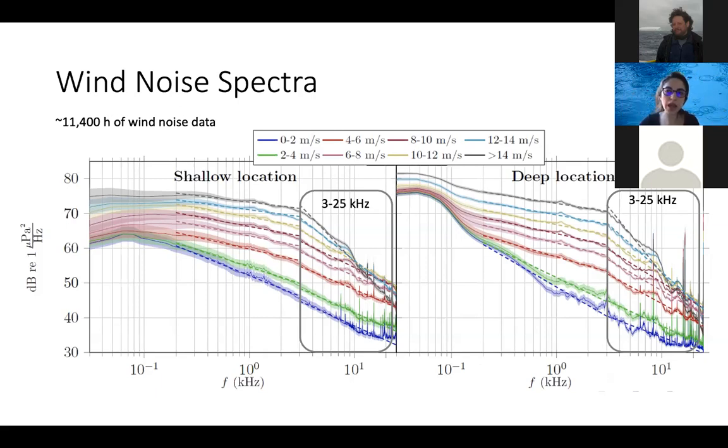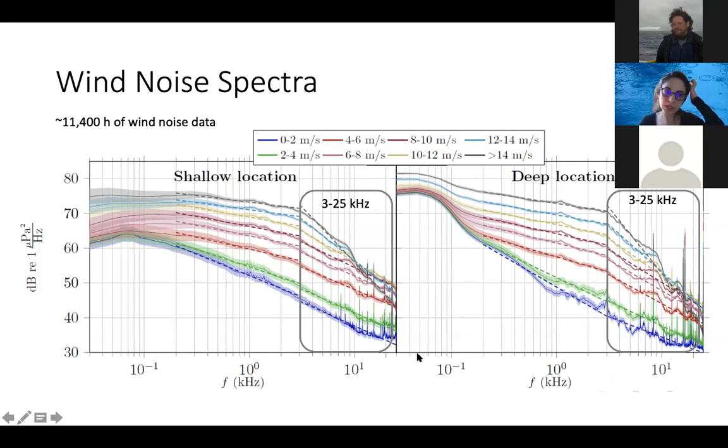So noise at higher frequencies cannot propagate to the deeper part of the ocean, and we don't get it in the hydrophone, so it drops really fast. But we don't see that in low frequencies, and also we don't see that in low wind speeds.